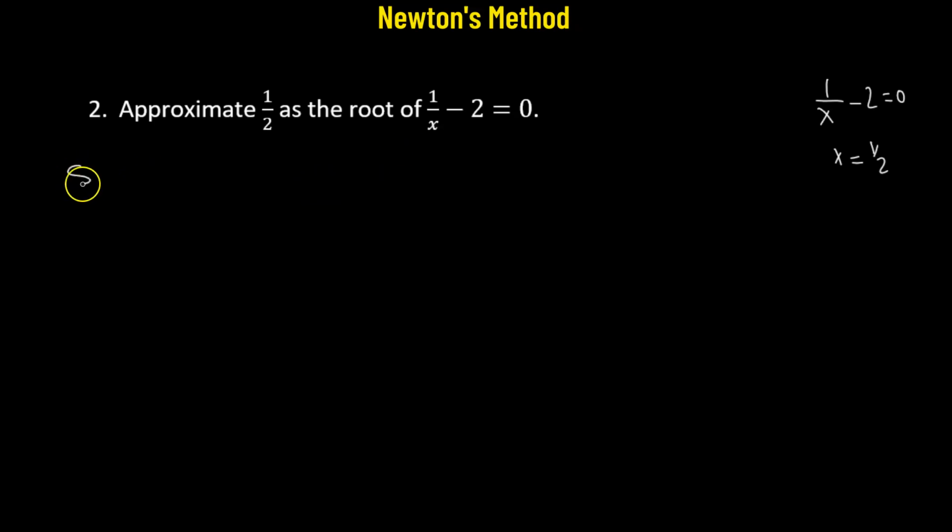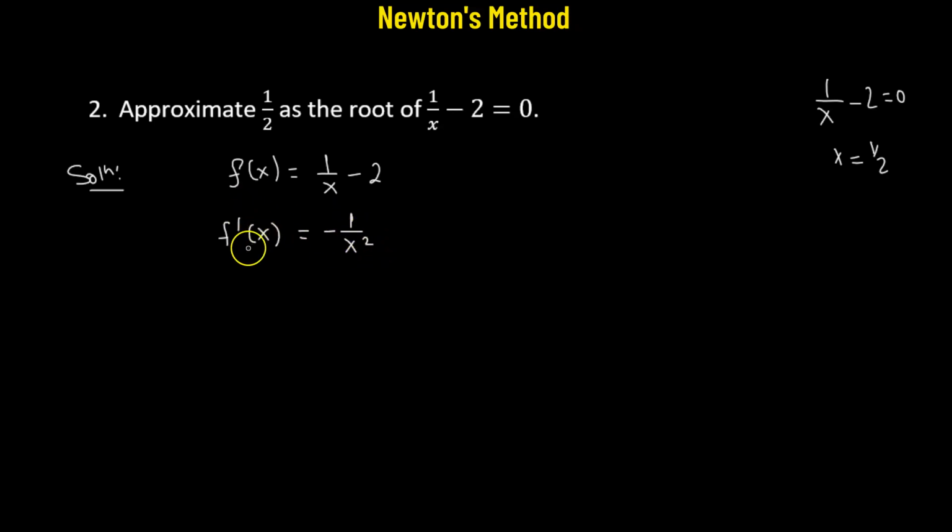So let us begin. We will begin by considering the function f(x) = 1/x − 2. Then let us take the derivative of this particular function with respect to x. So this will be −1/x².